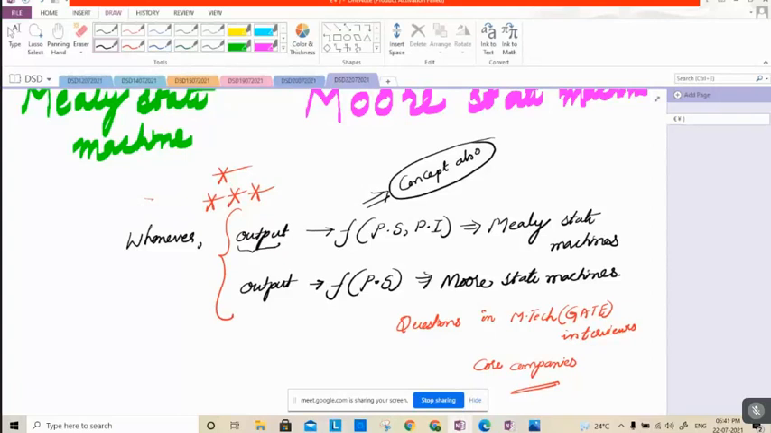In Mealy machines, the output is dependent upon both input as well as the state. And by increasing the number of states, we are making the output dependent upon state. So that is Moore state machine. Right.